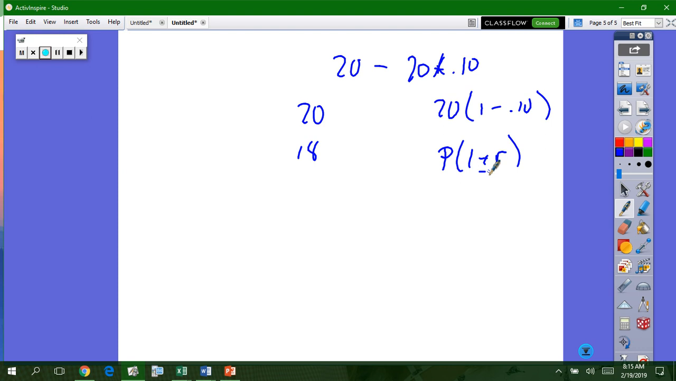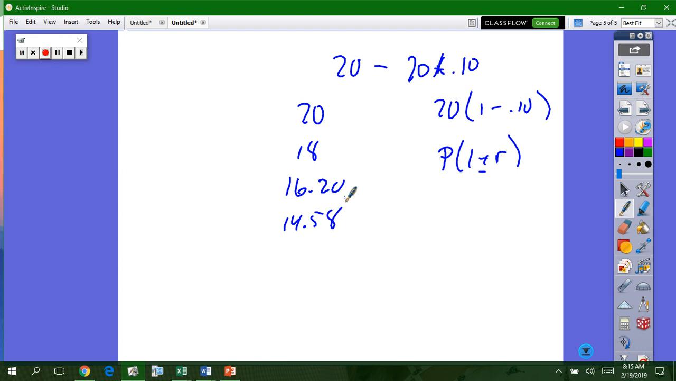What would that be worth? I do the same thing. I go 18 times 10%, which is $1.80. And I go 18 minus $1.80 is $16.20. Correct? Then what are we going to do? Again, times by 10%, which is taking off $1.62. That's $14.58. And so on and so on and so on. Okay, with me there?